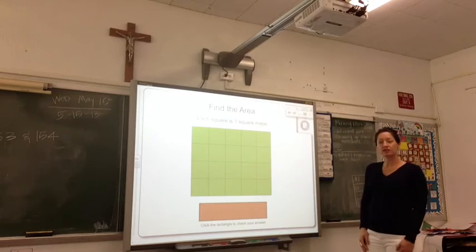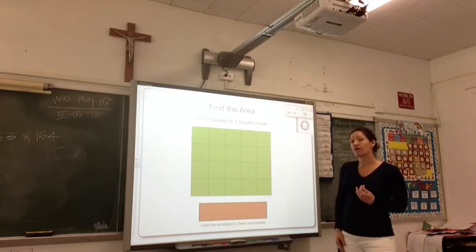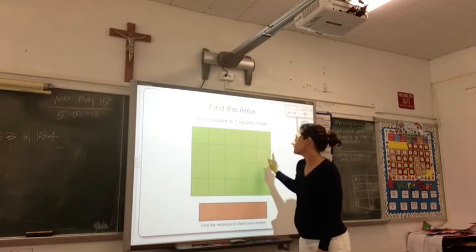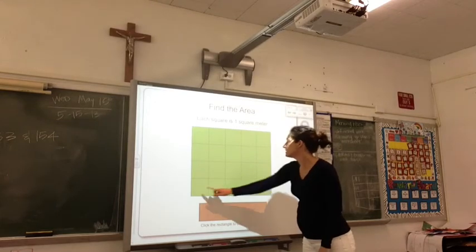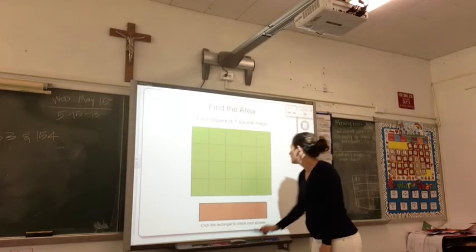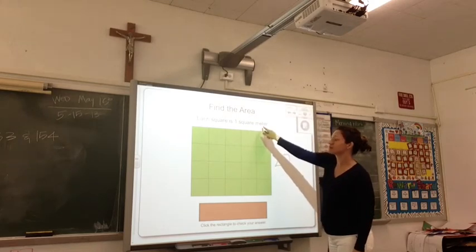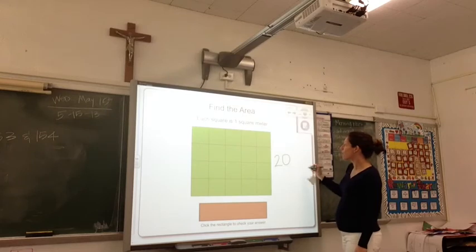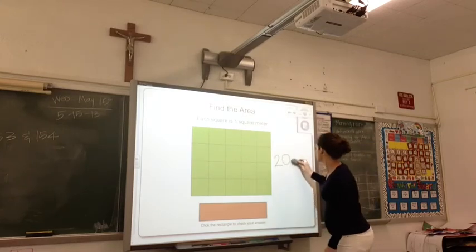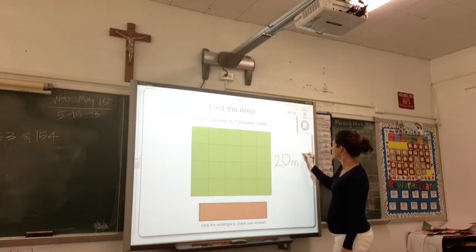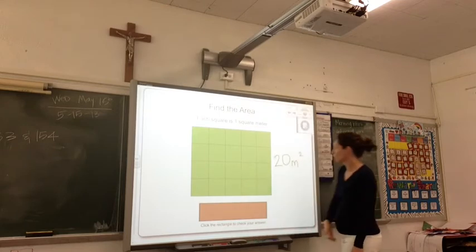Let's take a look at this shape. If I count all the squares on the inside, I can find the area. Let's do that first. 1, 2, 3, 4, 5, 6, 7, 8, 9, 10, 11, 12, 13, 14, 15, 16, 17, 18, 19, 20. So we would have 20. Here, it's square meters. So we would have 20 meters squared, or 20 square meters.